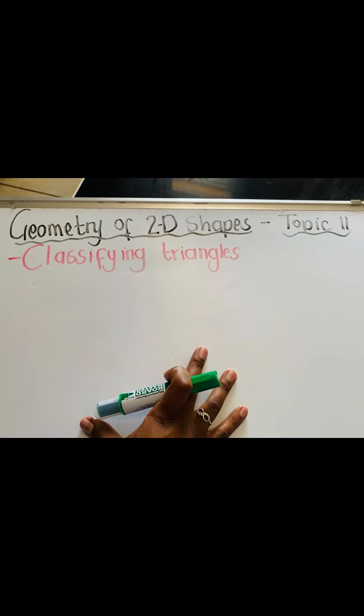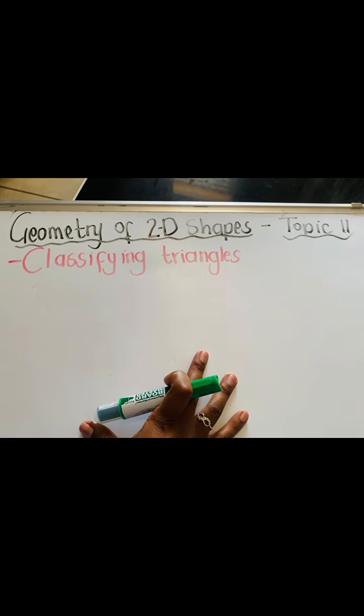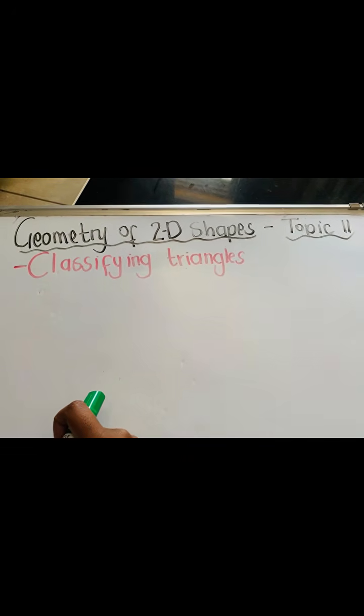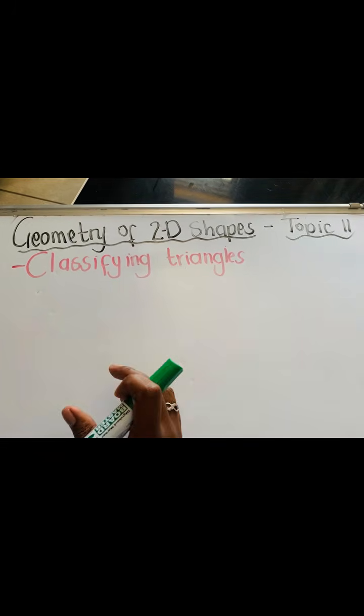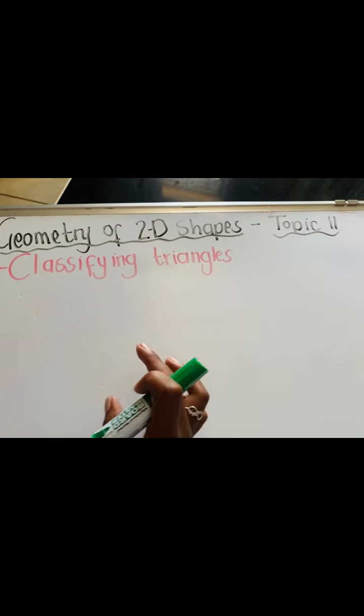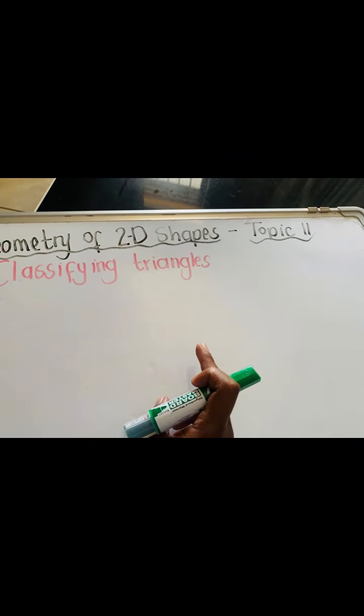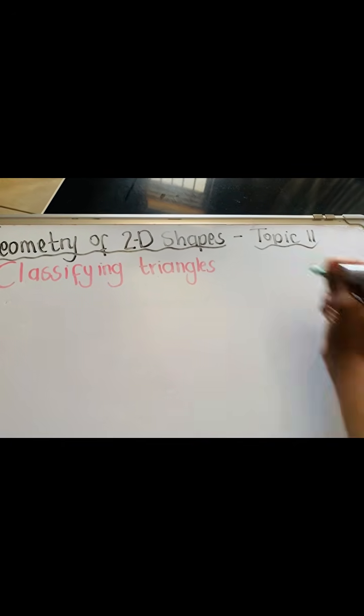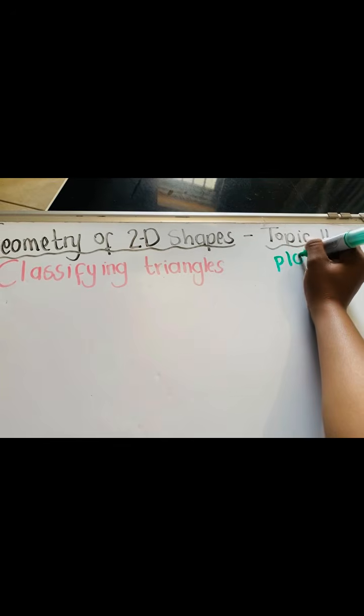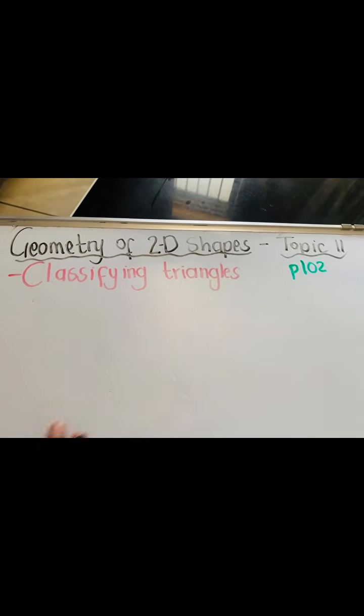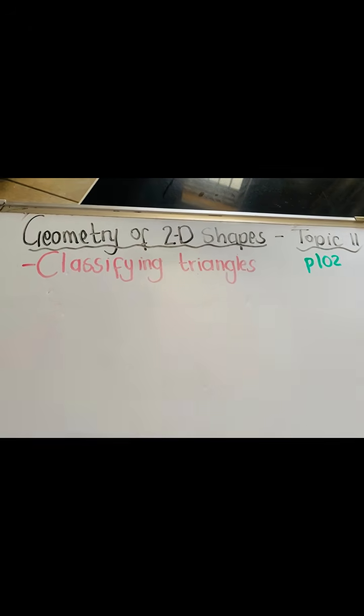So, on today's topic, we will be doing geometry of 2D shapes. So, two-dimensional shapes, and we will be focusing on classifying triangles. This topic is in your textbook, it's topic 11, and it's on page 102. So we will be doing this topic today. We need to understand the different types of triangles, their sides and their angles.